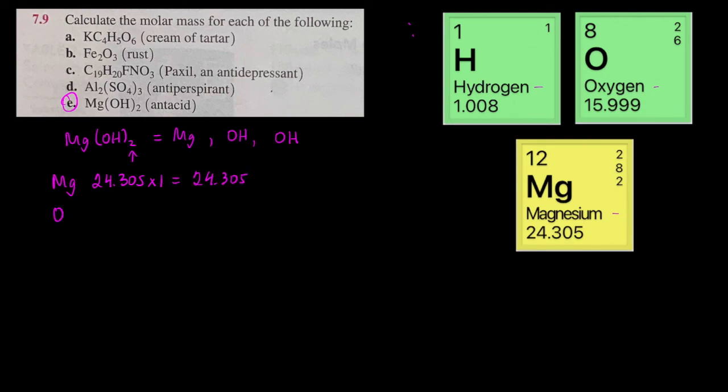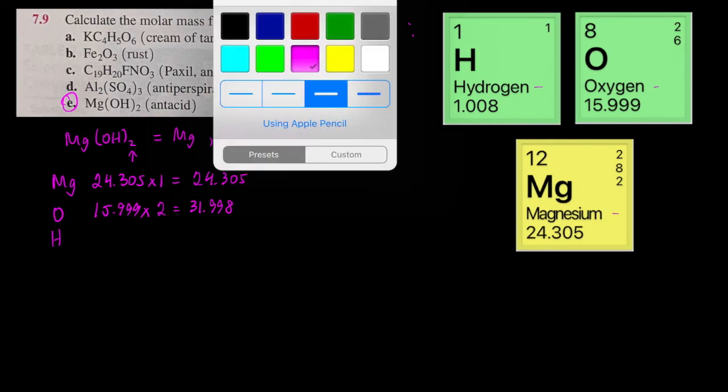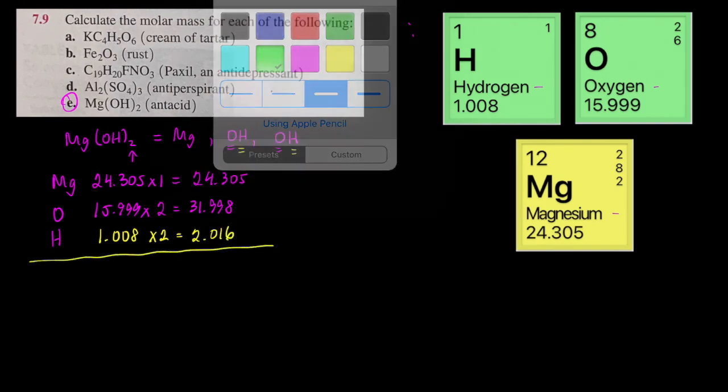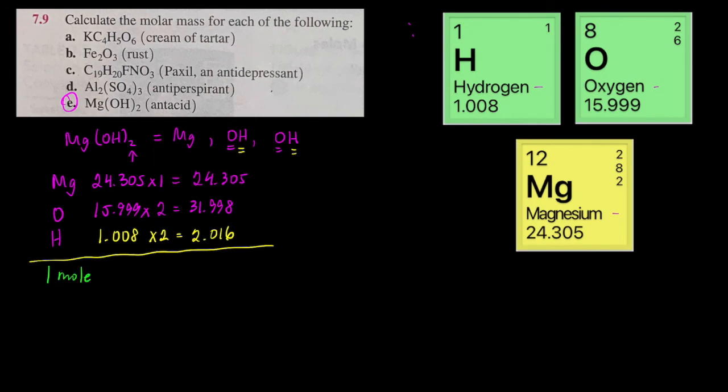Now for the oxygen, 1 oxygen weighs 15.999. Now we have 2 oxygen atoms in this formula because of that subscript of a 2. So we multiply that by 2, and that gives you 31.998 on your calculator. And hydrogen, again, we have a subscript of 2, and we have 2 hydrogens. So each hydrogen is 1.008. We multiply that by 2, and we get 2.016. Now you add all these up and you get the grand total, and this is the mass of 1 mole of your magnesium hydroxide.